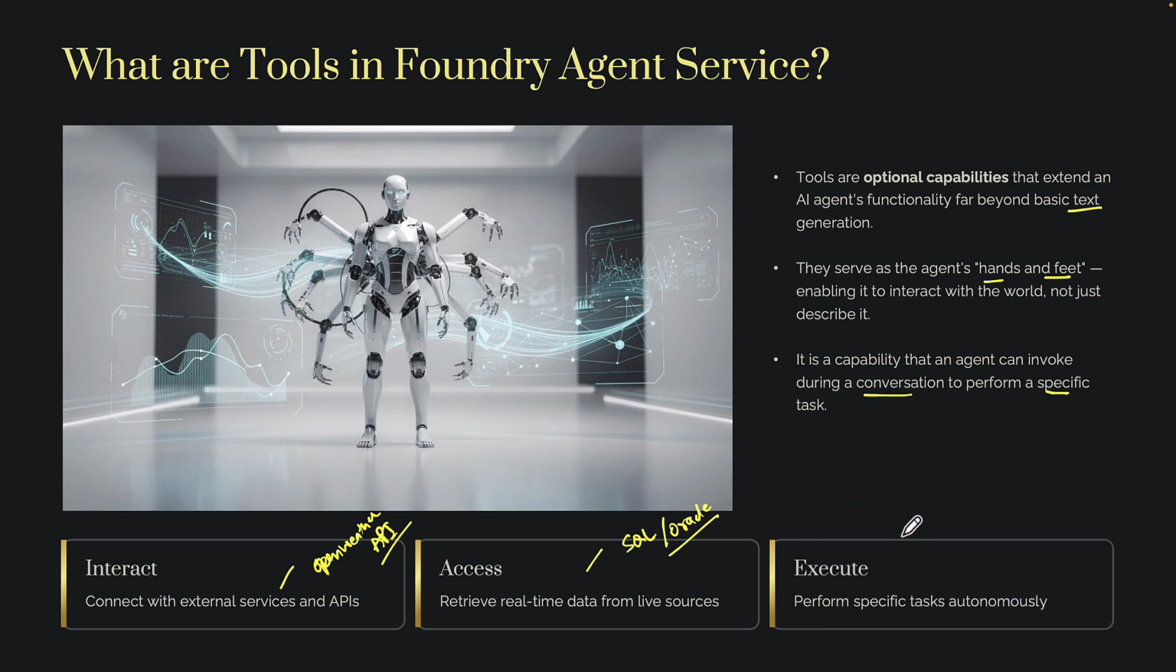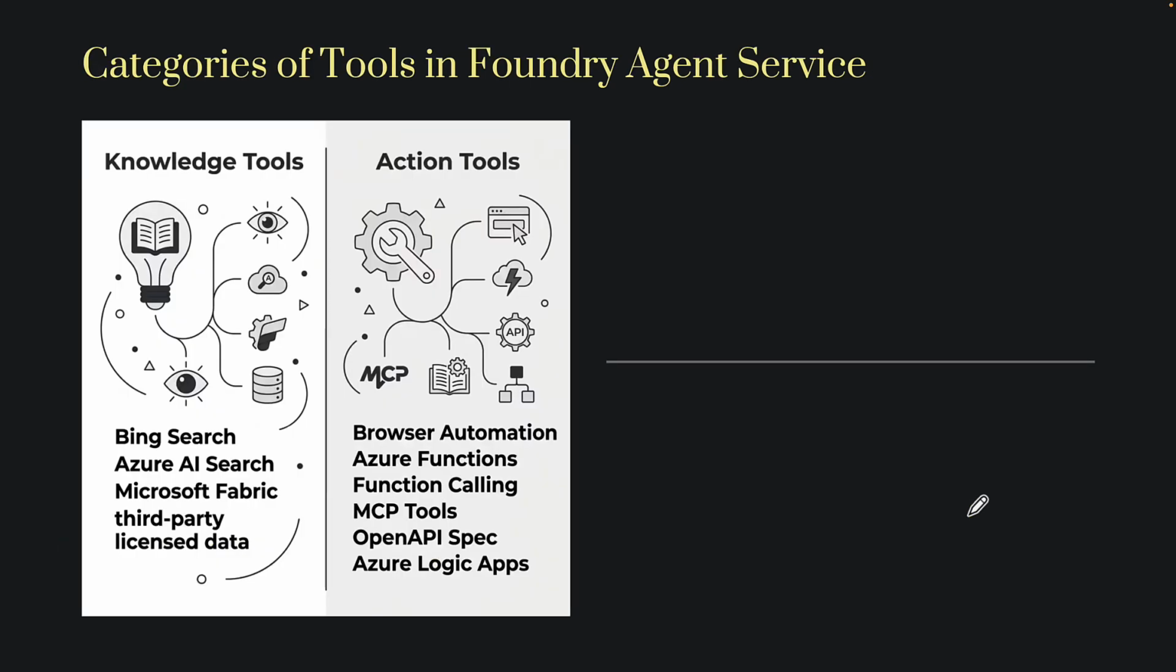And then we have execution. This is the action part. The tools are not only knowledge tools, which give additional context or information to the agent, but they are action tools as well, which are doing some work. And we'll take a quick look at these. So what are these categories?